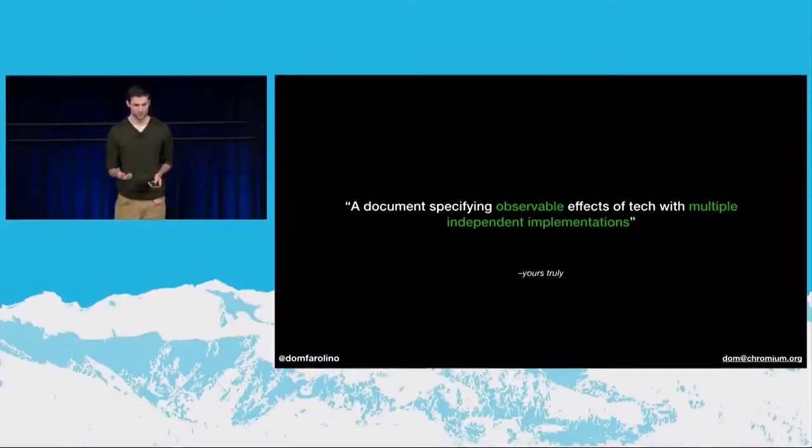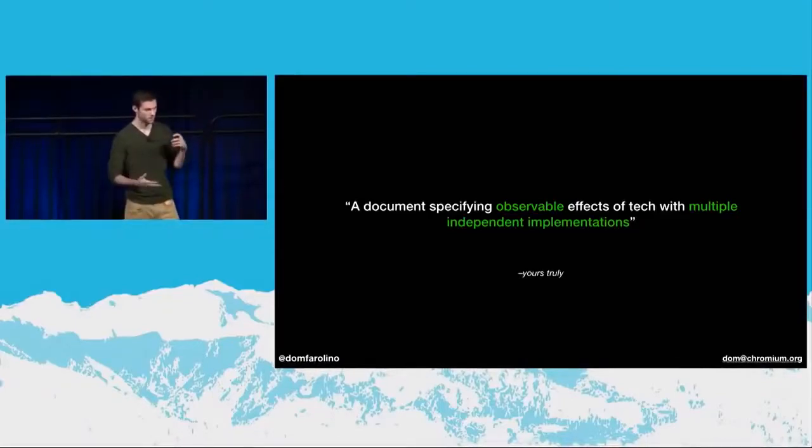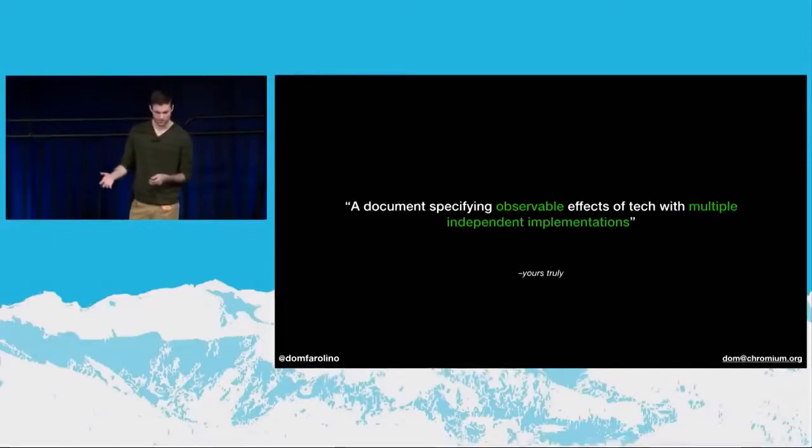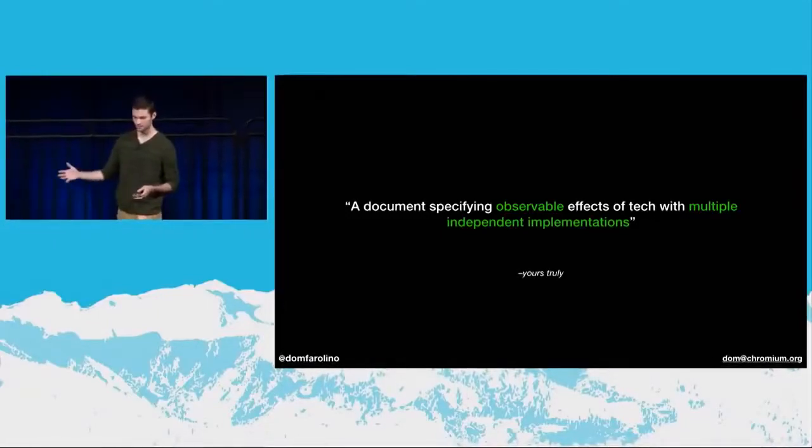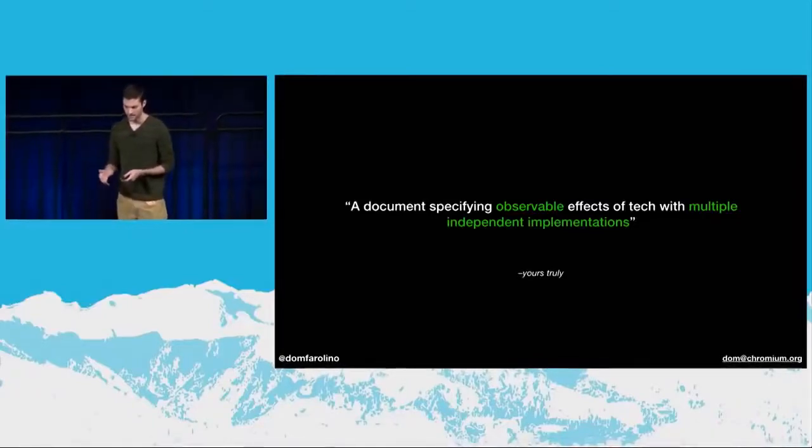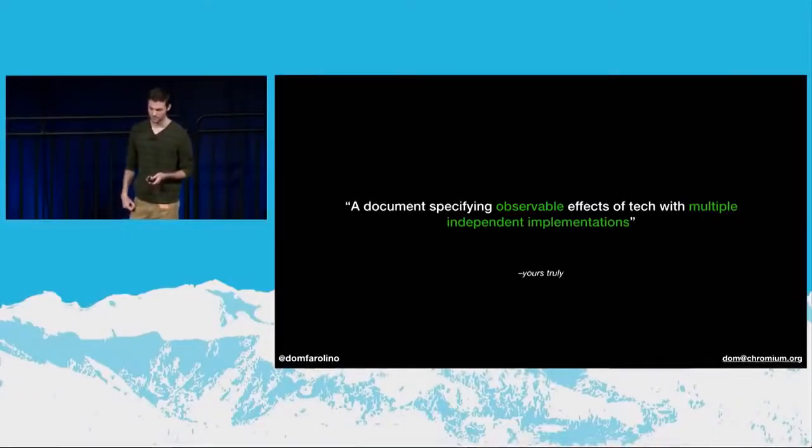Now, it's kind of wordy, like I said, so let's just focus on some key points, right? We care about the observable effects of technology. What are the side effects of it? If I run something, what does it do? How does it look and feel? How can I actually use it? And does it change depending on where I'm using it from? And this last part is multiple independent implementations, technology with multiple independent implementations.